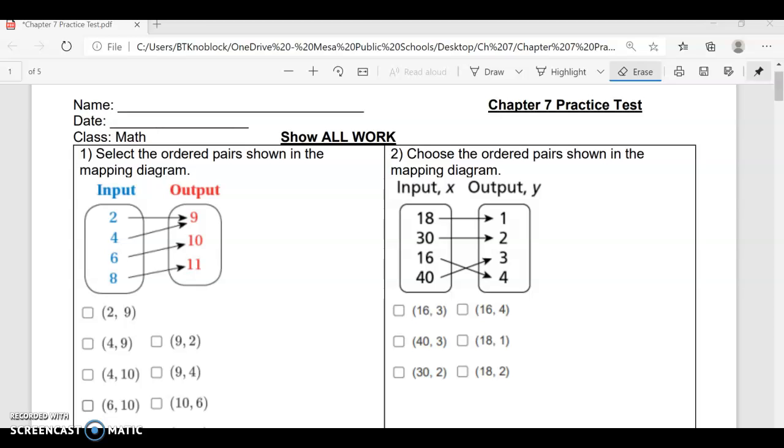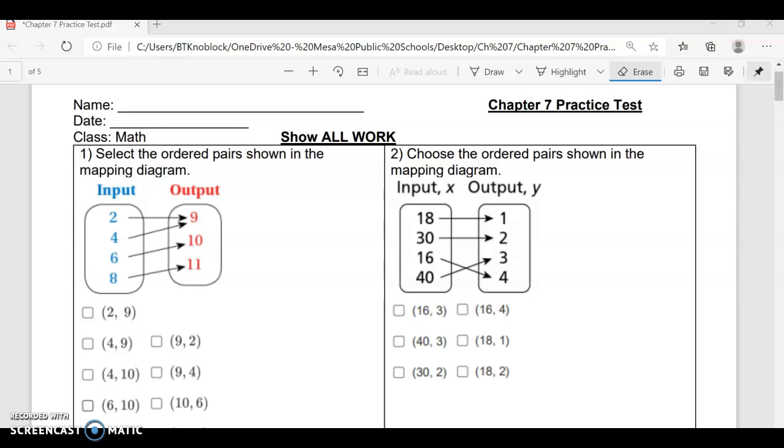All right, so welcome to the Chapter 7 practice test. I'm going to go over how to work out each problem. If you missed one on your regular test, you can go back here, look at it, see how I work out the problem, and see if that helps you on your test. So you may have to skip around if you need to.